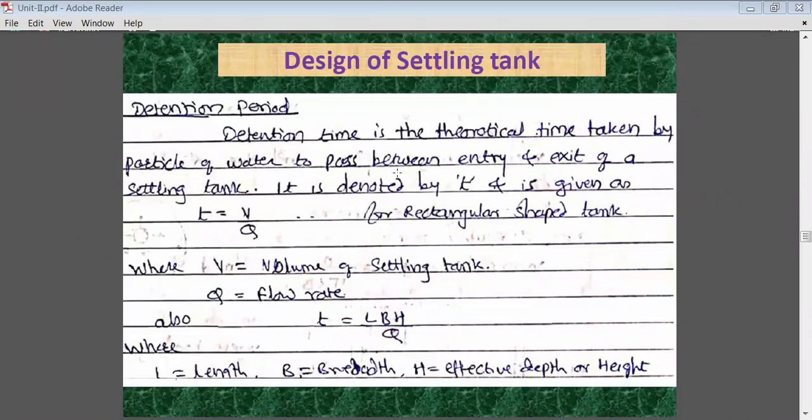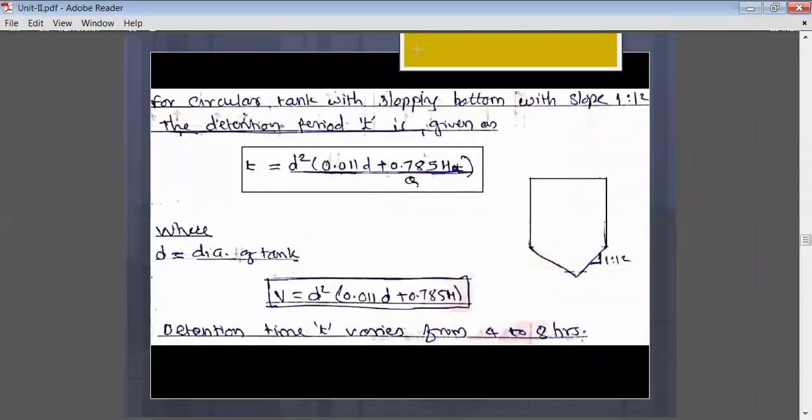Then for a tank having vertical flow, or an upper bottom, we have to use another formula to find the detention time or detention period. For a circular tank with a sloping bottom with a slope of 1 to 12, that is 1 horizontal to 12 vertical, this is the slope of that tank. This portion is called the hopper bottom.